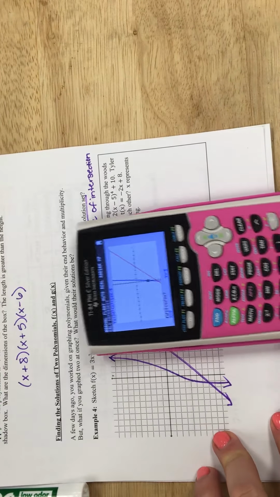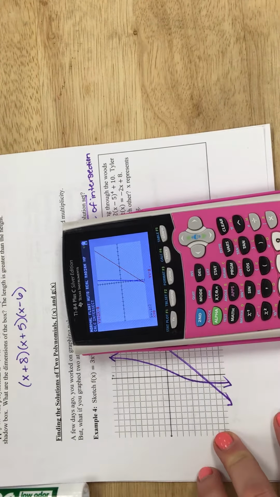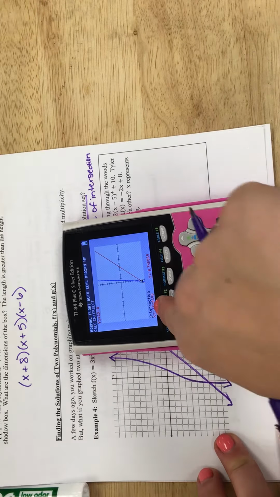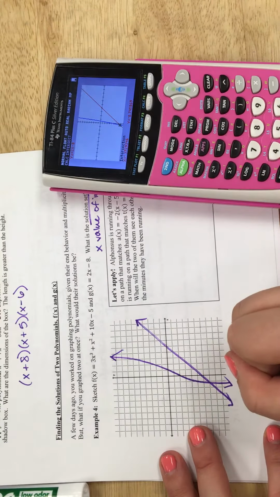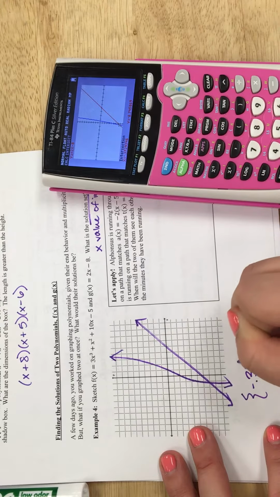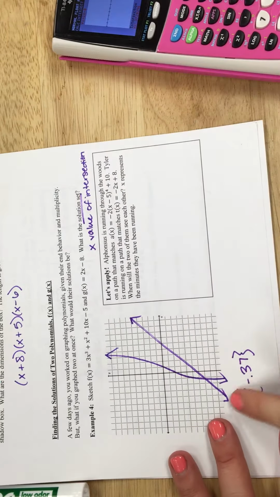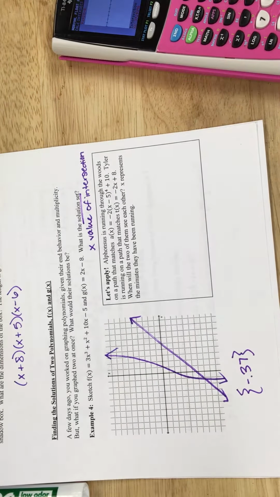Okay, so if you use second trace 5, enter, enter, enter, you get negative 0.37. So that's your answer. And when they ask you for a solution set, they're looking for it in little squiggles like this, squiggle brackets. I just want you to know what a solution set is. All right, so I'm going to just show you this one real quick.